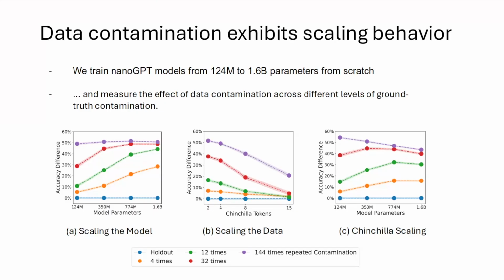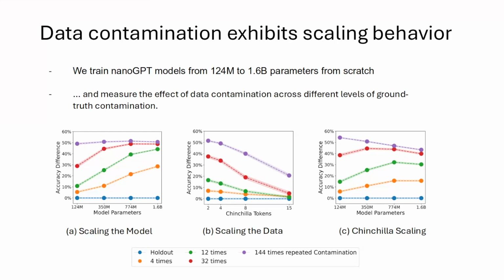I always measure the difference in accuracy between the benchmark questions that I've inserted into the training data and an IID set of benchmark questions that I didn't insert into the training data. And so here the effect of this 12 times repetition would be 10 percentage points.